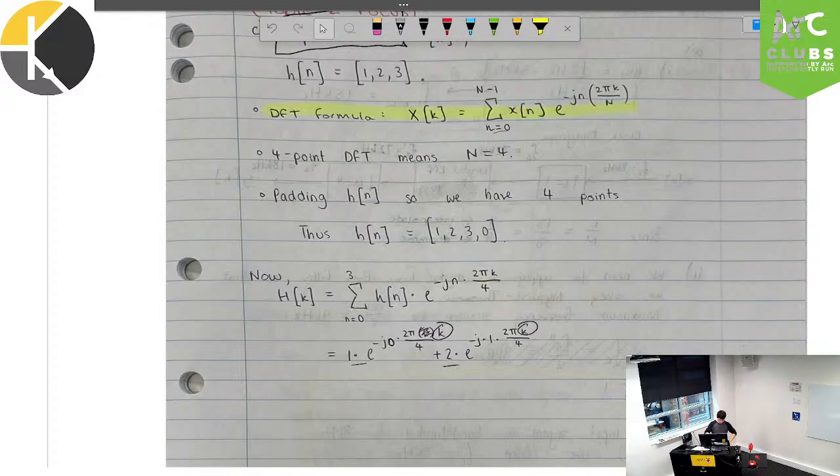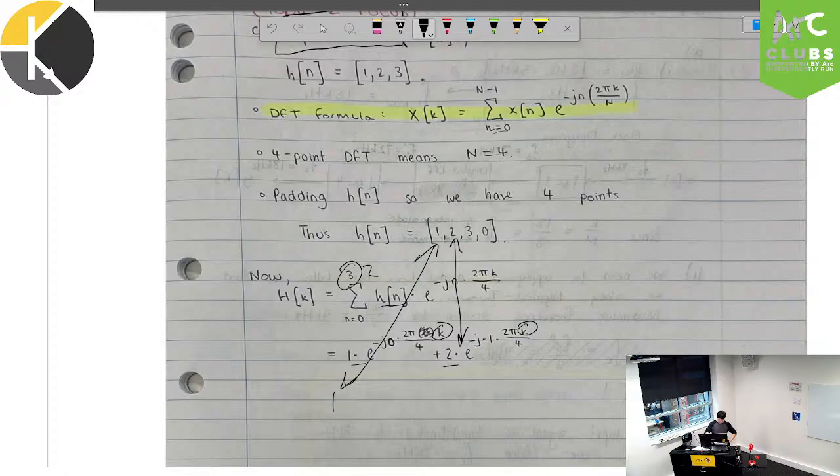Yep, so given that it's a 4-point DFT, we recognize we only really had 3 points to begin with, so we pad it with a 0. And since we padded it with a 0, we still recognize that the sum only really goes from 0 to 2. Okay? So when we chuck in a 0, we have the sum as n is 0, so we're just taking the 1 first up. We end up taking the 2.